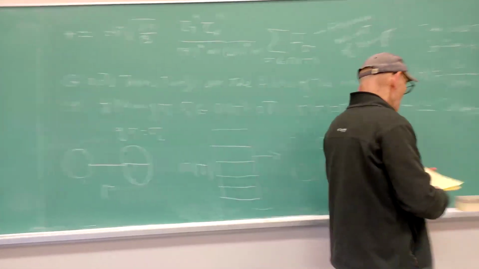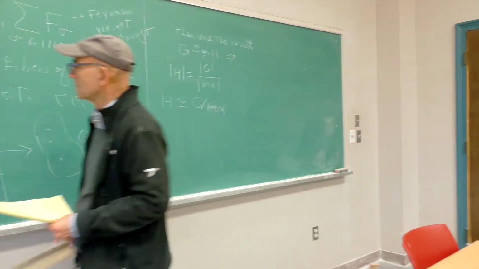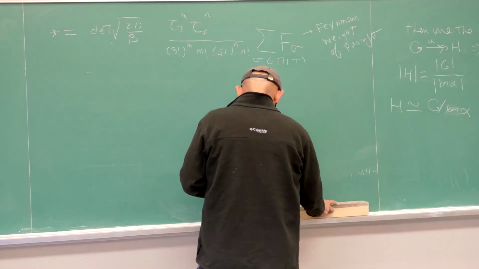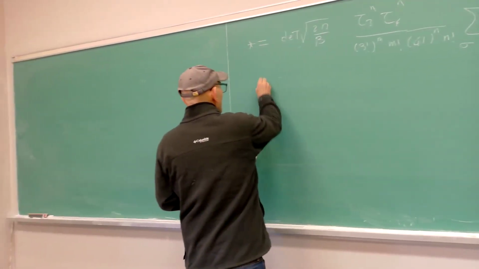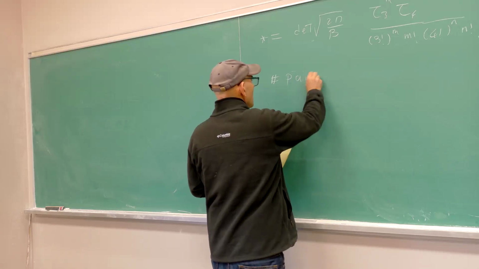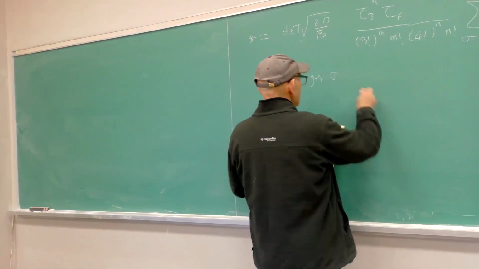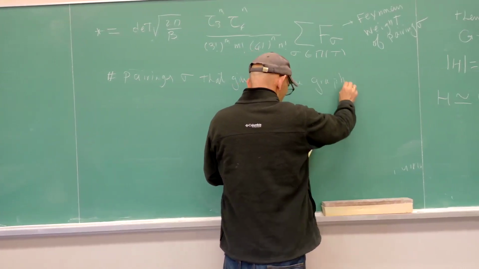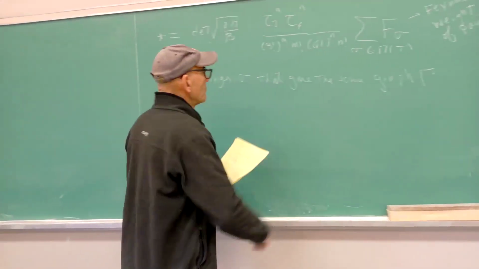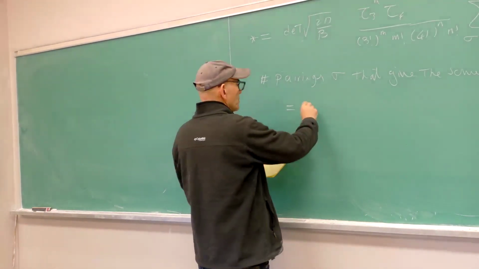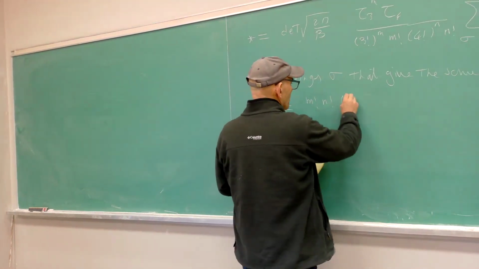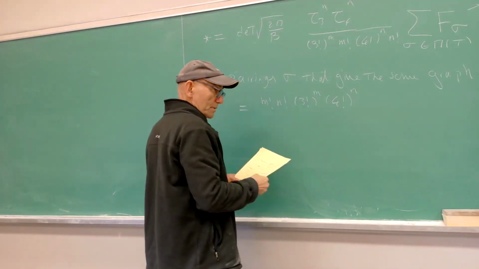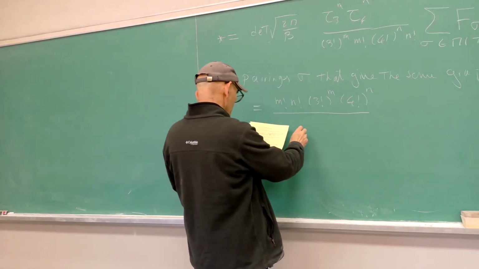So then basically, if we accept all this, it turns out that the number of pairings sigma that give the same graph gamma is equal to the order of this group, n factorial, n factorial, p factorial to the power m, and 4 factorial to the power n, divided by the order of the automorphism group of gamma.